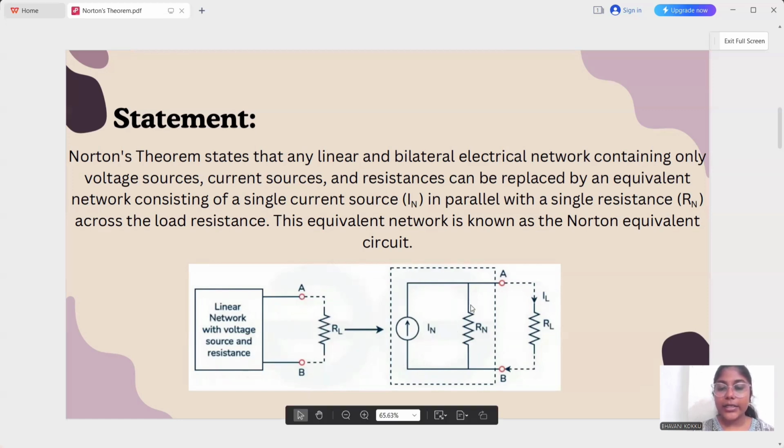And we will find out RN by finding the equivalent resistance across these terminals AB after deactivating all the voltage and current sources present in this linear network. We can deactivate the sources by replacing them with their internal resistances. That is, we will deactivate a voltage source by replacing it with a wire, that is, by short circuiting it, and we will open circuit all the current sources.